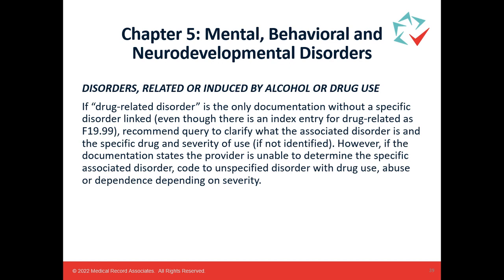If a drug-related disorder is the only documentation without a specific disorder linked, we recommend that you query the provider to clarify what the associated disorder is and the specific drug and severity of use if it's not identified. There is that F19.99, which is basically unspecified. But if the documentation states that the provider is unable to determine the specific associated disorder, code to unspecified disorder with drug use, abuse, or dependence, depending on the severity. So there is a code, but because the purpose of ICD-10 is to be as specific as possible and not use unspecified codes, we would recommend querying the provider to see if you can get that link and the severity if not provided.